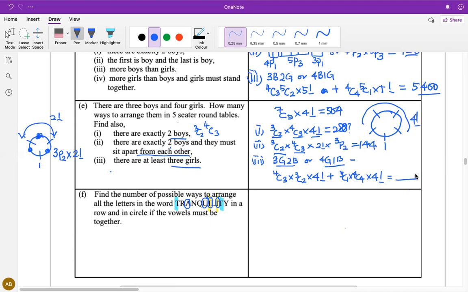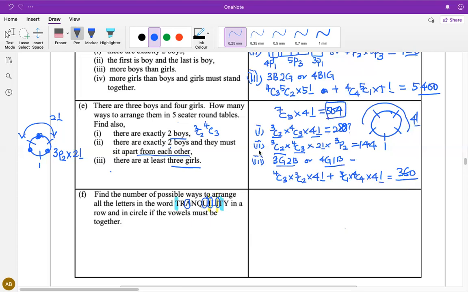So you get the answer: 4C3 times 3C2 times 4 factorial plus 3 choose 1 times 4 choose 4 times 4 factorial. So you get 360 only. Okay, we can check the answer because it cannot be more than 504.